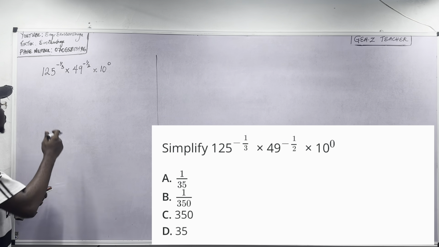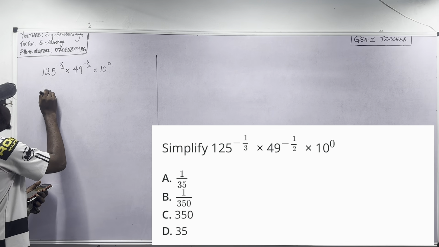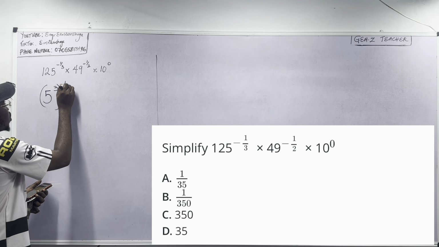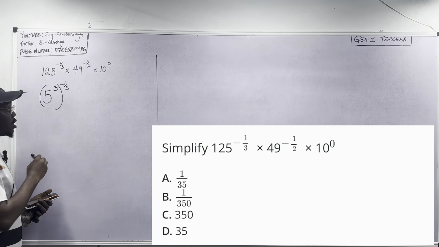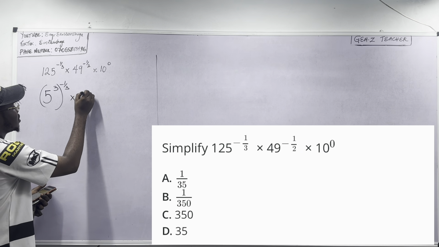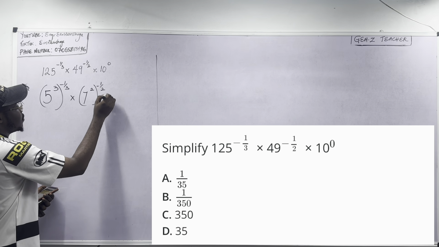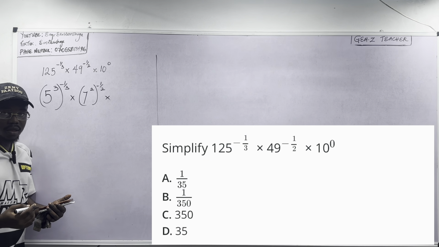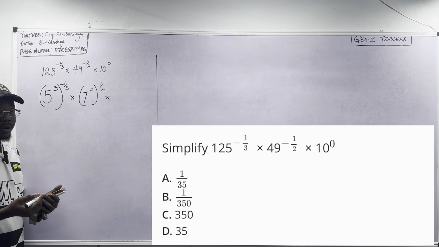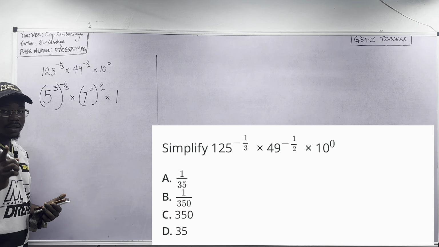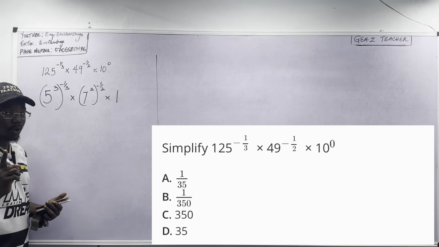So first things first, 125 is simply 5 to the power of 3. But don't forget the power of minus 1 over 3 that was in the question. Then multiplied by 49, which is 7 to the power of 2. And don't forget the power of negative half. And then we all know that any number raised to the power of 0 is equal to 1. So this gives us 1. But don't forget, 0 raised to the power of 0 is not 1, it's undefined.